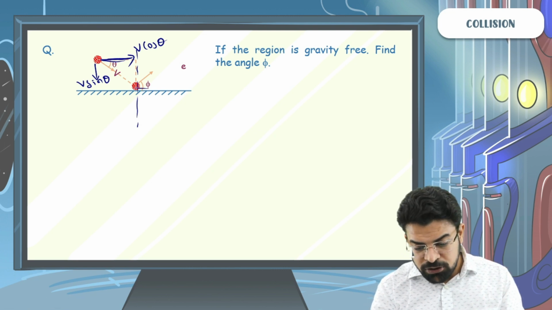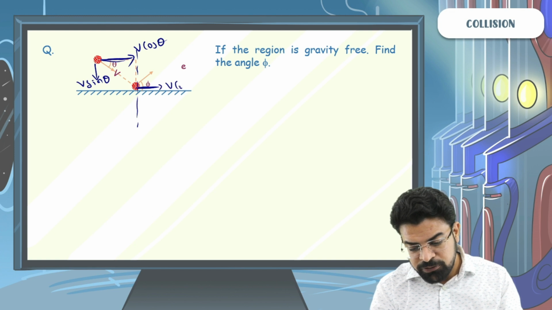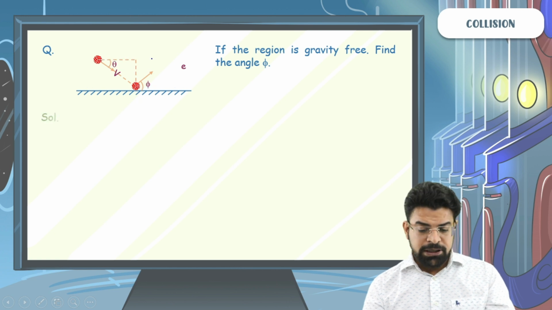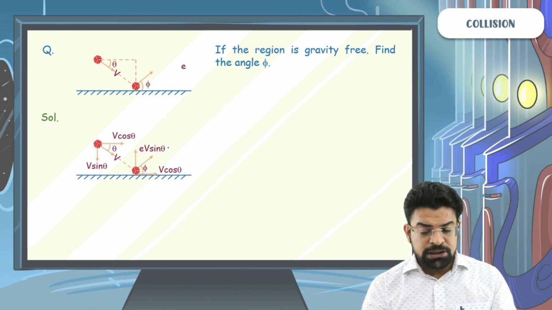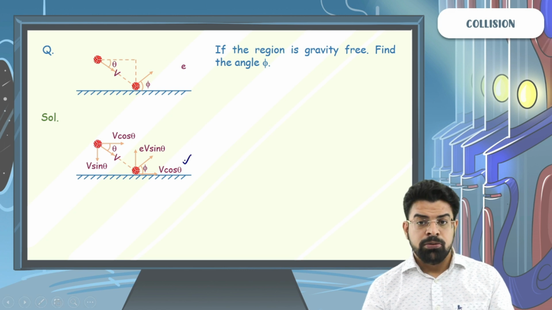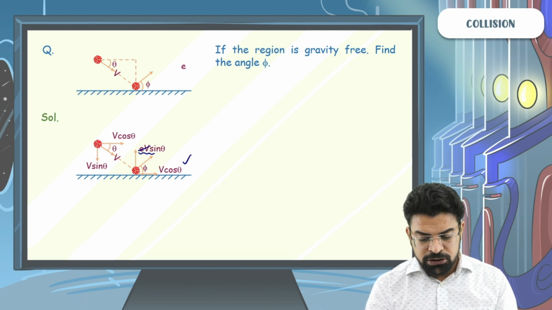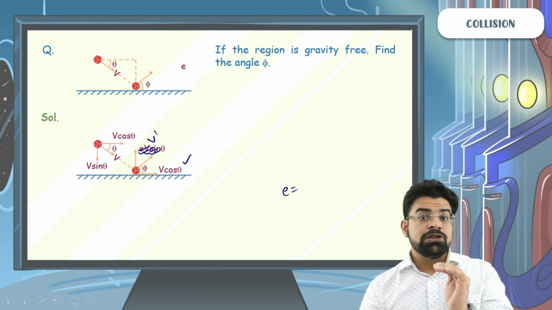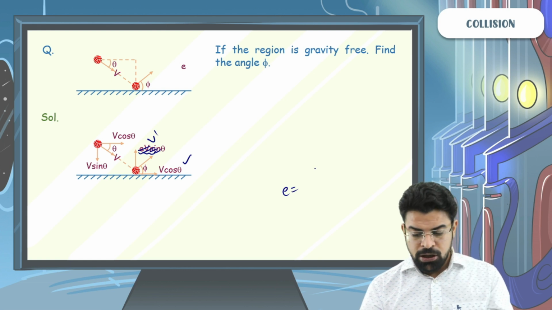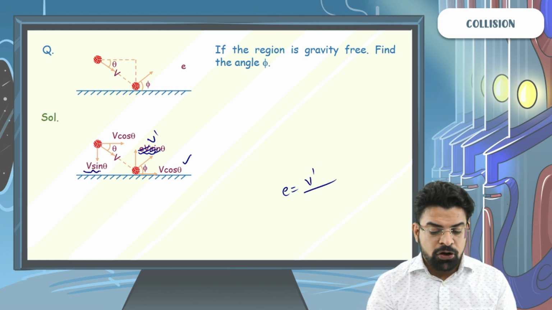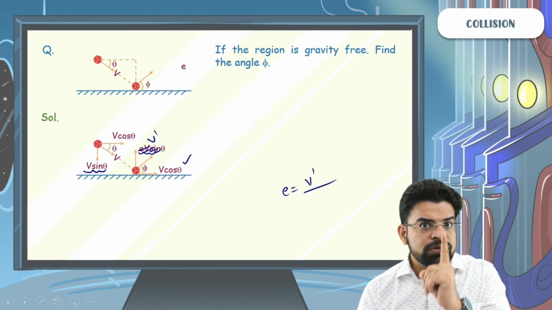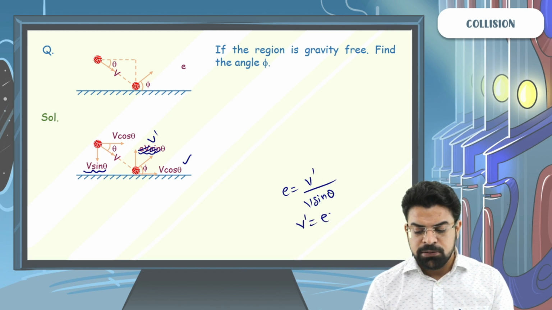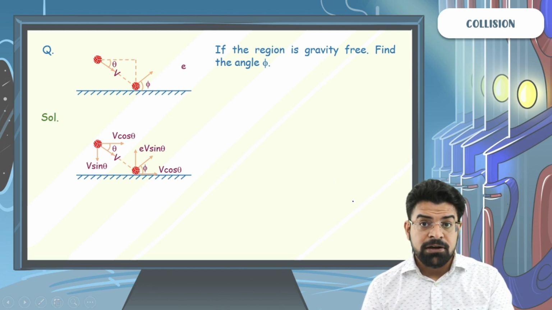So the horizontal velocity even after the collision has to be v cos theta, and let's say the vertical velocity is v dash. We can say coefficient of restitution equals velocity of separation upon velocity of approach. Velocity of separation is v dash, upon velocity of approach. You should take the velocity of approach along the line of impact, v sin theta. So after collision, the vertical velocity v dash comes out to be e v sin theta.